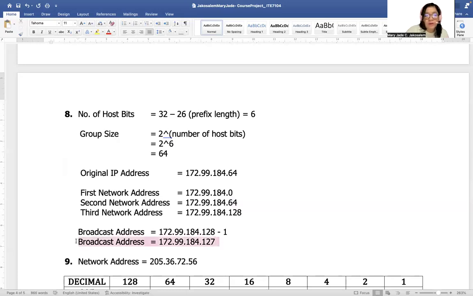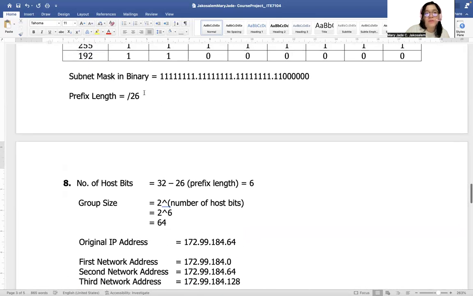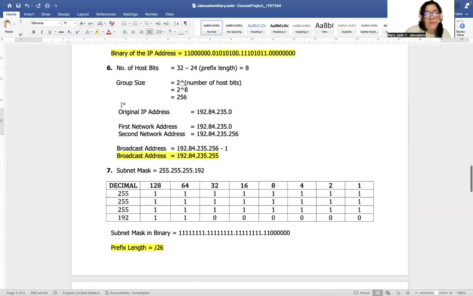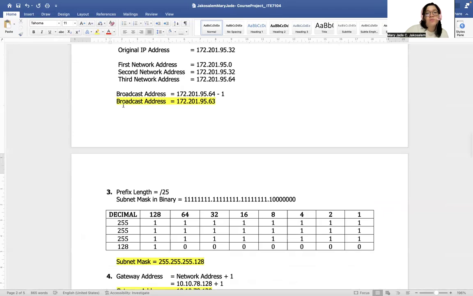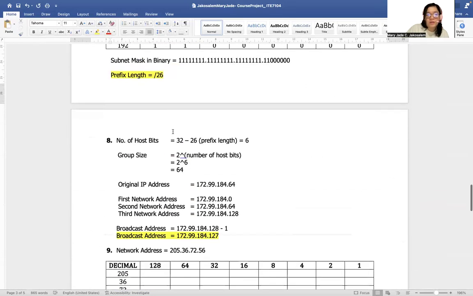So the answer for number 8, our broadcast address again is 172.99.184.127. I forgot to highlight the answer to number 7. Let me just highlight them. Okay, highlighted. Let me just double check if all my answers are highlighted so it's easier.